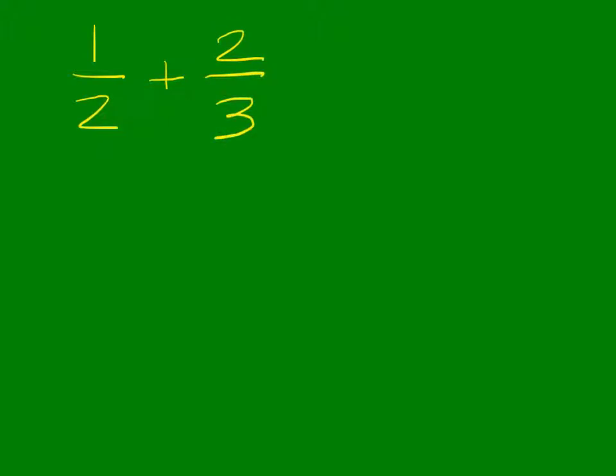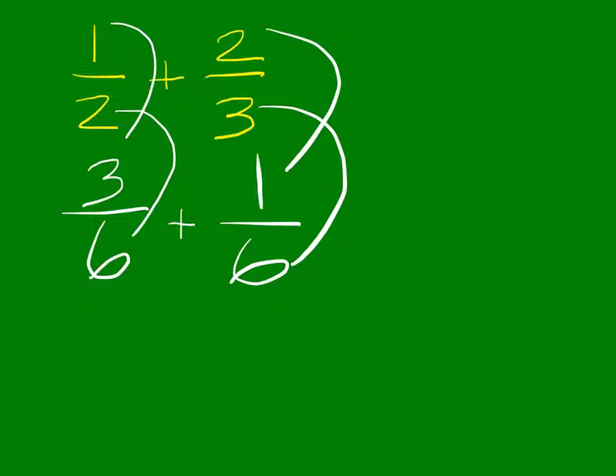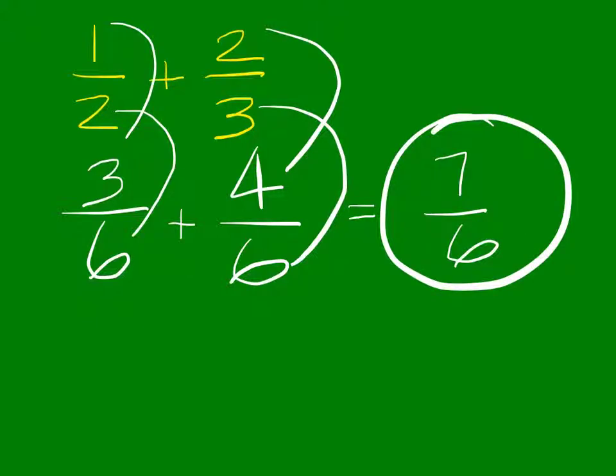What is the lowest number that 2 and 3 will go into? 6. So if I put 6 here and here, I then have to find out what I'm multiplying 2 by. So it'd be 3. That would give me a 3 there. And by 2 here gives me a 4. 7 over 6.